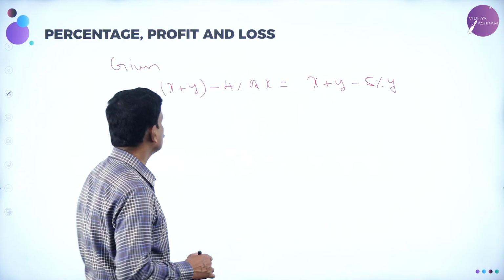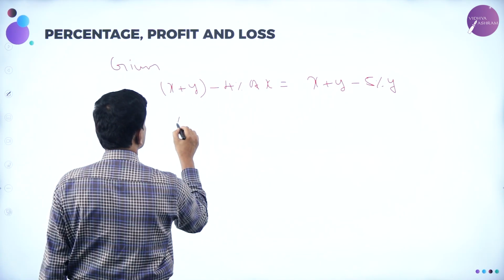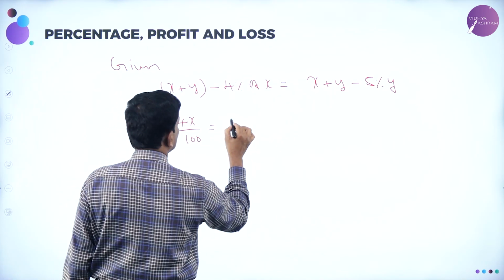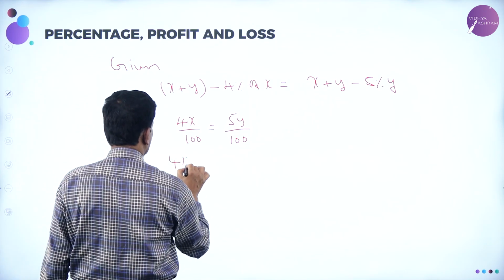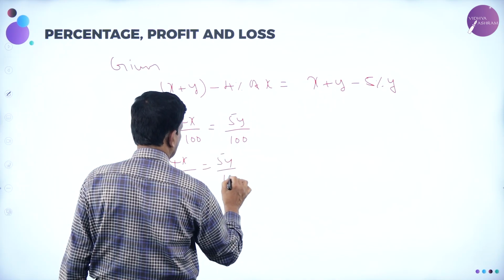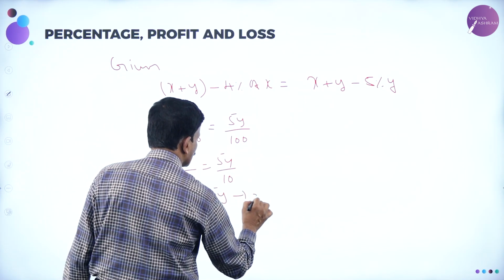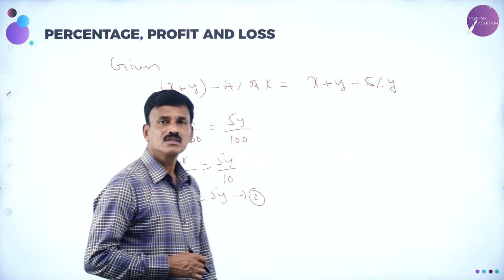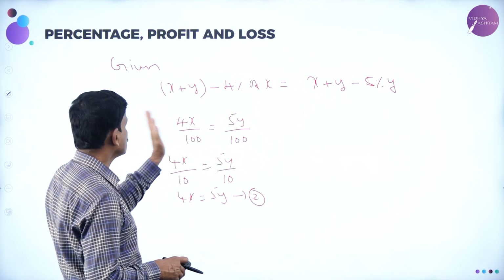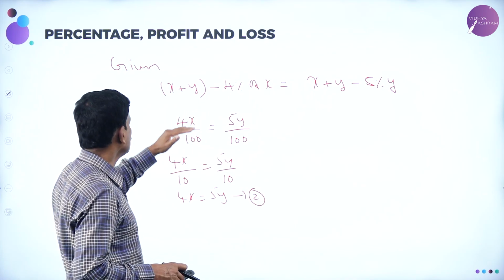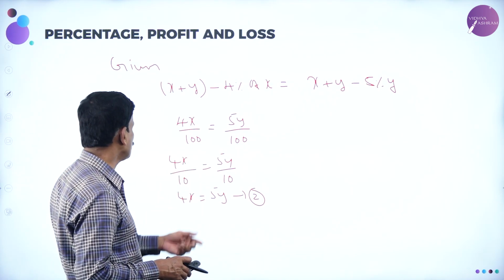Now, what is this equal to? If we transfer this, x plus y gets cancelled. 4% of x is nothing but 4x by 100, equal to 5% of y, which is 5y by 100. So this is nothing but 4x by 10 is equal to 5y by 10. Cross multiply, or if you divide by 10, you will get 4x is equal to 5y. Let us represent this as equation number 2. See here, x plus y minus 4% of x is equal to x plus y minus 5% of y. On simplification, 4x by 100 is equal to 5y by 100. So the 100 you can cancel straight away, and you will get 4x is equal to 5y.